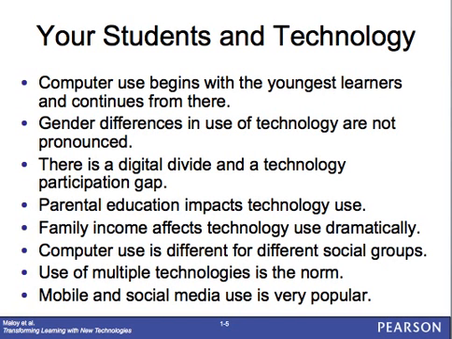Computer use is different for different social groups. Again, we're going to talk about that a little bit later as well. But social groups can be anything from race, gender, age, ethnicity, religion, all these types of things. So computer use is different for all these types of different things. Multiple technologies is the norm. I mean, we use a lot of different technologies daily. And of course, mobile and social media use is very popular.